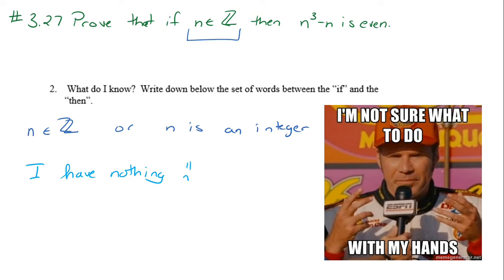Now I have a problem because I'm trying to prove that n cubed minus n, starting out with n as an integer, and I have nothing. I'm not really sure what to do with my hands. N as an integer doesn't give me anywhere to start. So if you have absolutely nothing to start out with, try to see if you can break out whatever they gave you as the "know" into cases where you have something to work with.